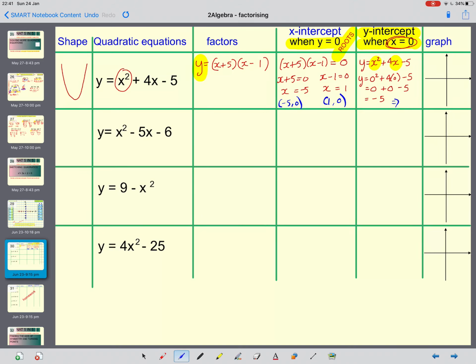Again, if you just wanted to write a coordinate for that, your x value is 0 and your y value is negative 5. Plot your graph now.